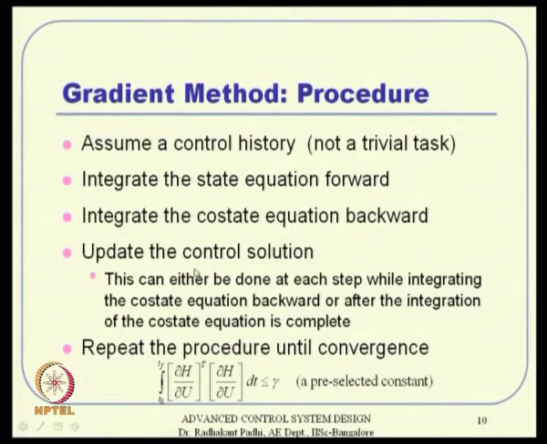And you have to repeat this procedure until convergence. Until convergence, obviously you cannot expect that del h by del u is exactly equal to 0. You have to stop somewhere within a very small tolerance value. So, this is one of the candidates. Del h by del u transpose times del h by del u is a quadratic term integrated from t 0 to t f. That entire scalar quantity should be less than or equal to a certain pre-selected small constant value, gamma basically. Okay. That is where you stop and you say, okay, that is where we got my optimal control actually.